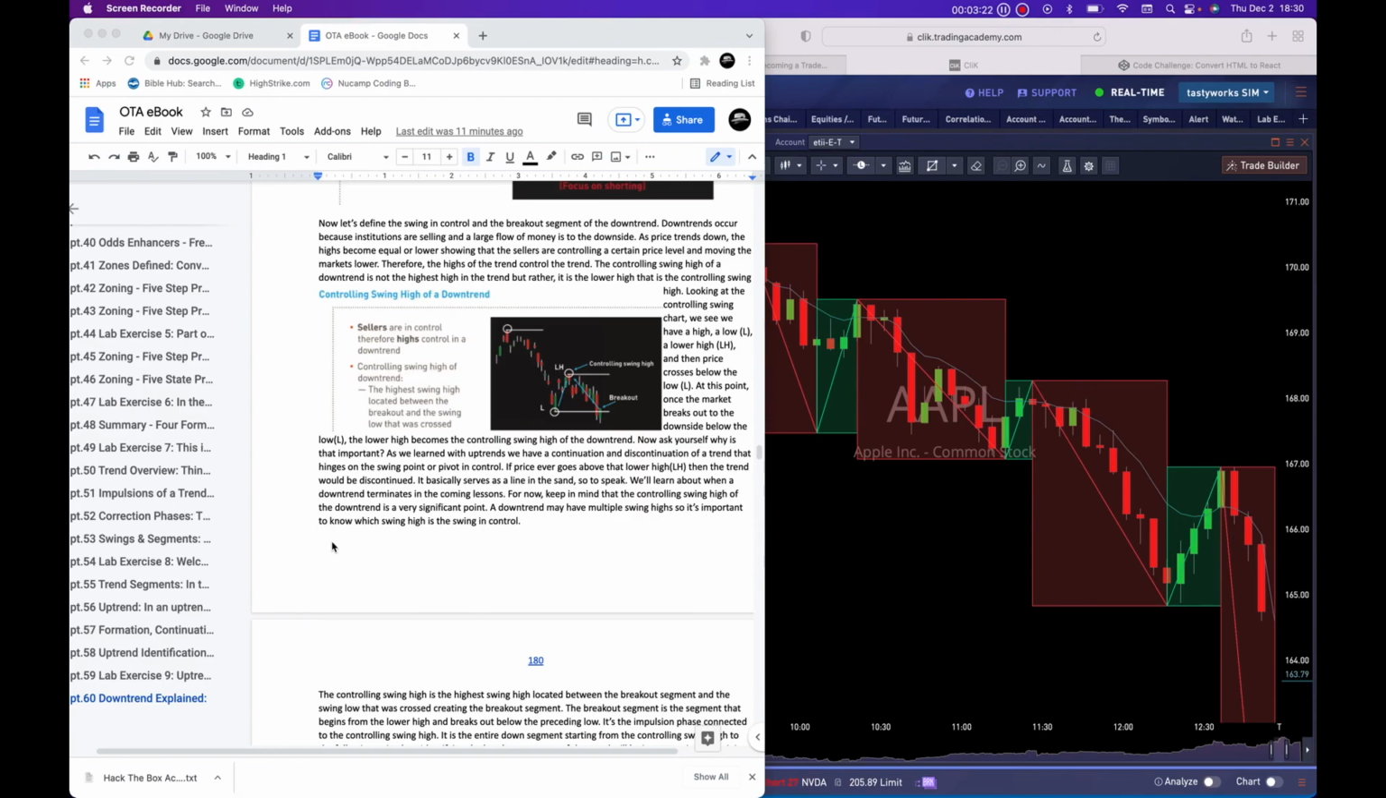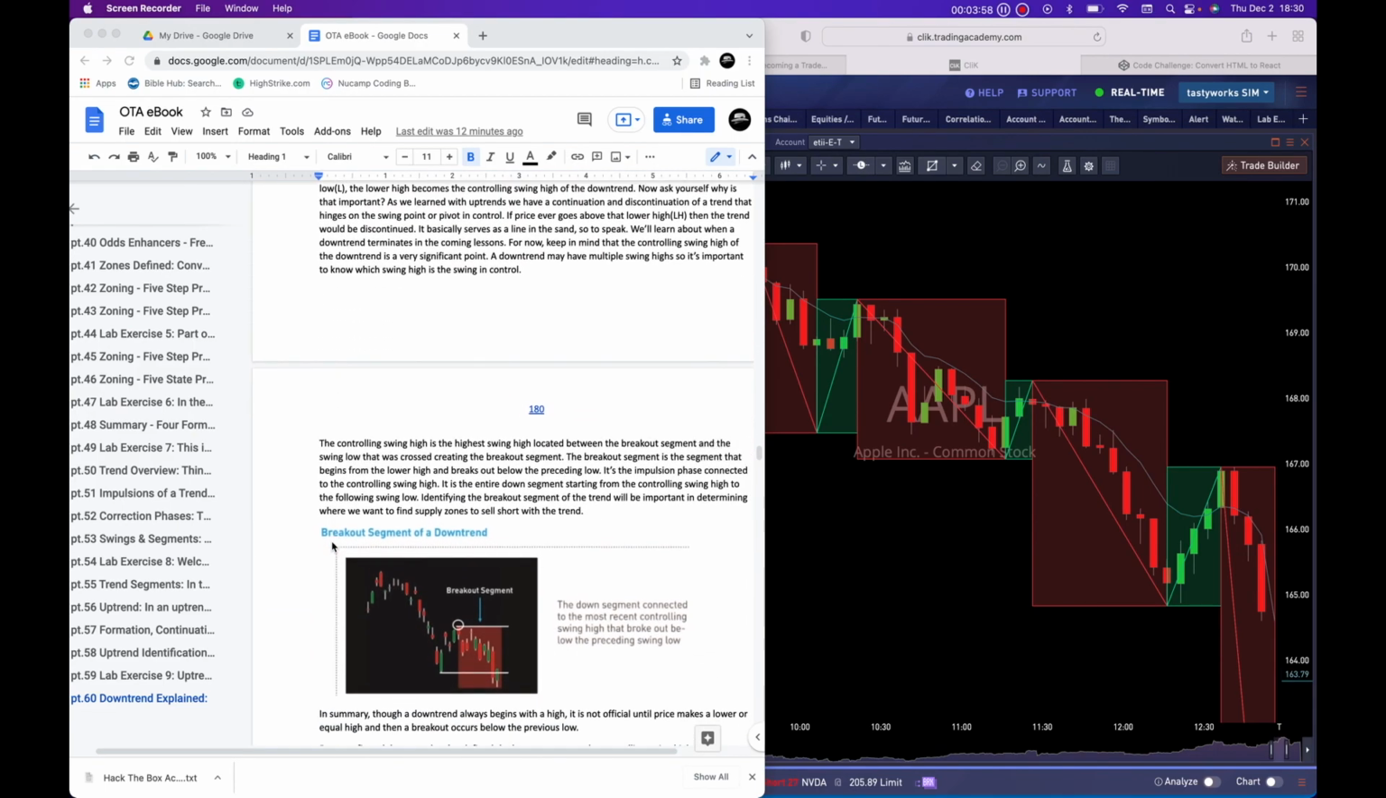As we learned with uptrends, the continuation and discontinuation of any trend hinges on the swing point or pivot in control. If price, in this case, ever goes above that lower high, then the trend would be discontinued. It basically serves as a line in the sand, so to speak. And we'll learn about when a downtrend terminates in the coming lessons. For now, keep in mind that the controlling swing high of the downtrend is a very significant point.